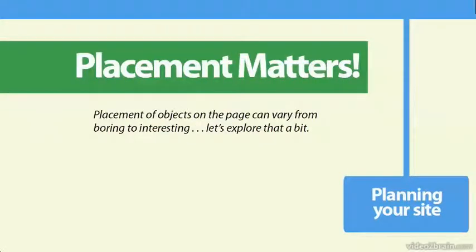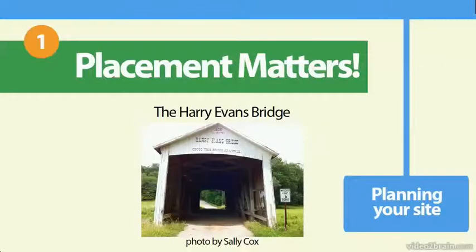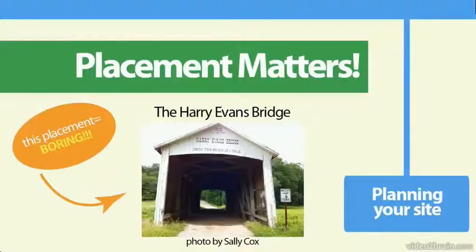Placement of objects on the page can vary from boring to interesting. Let's explore that a little bit. Here's a basic layout of just a photo of one of the covered bridges, with the name of the bridge centered above it and the photo caption below it. This particular placement is boring. The font is the same for the headline and for the photo caption, and it just looks boring.